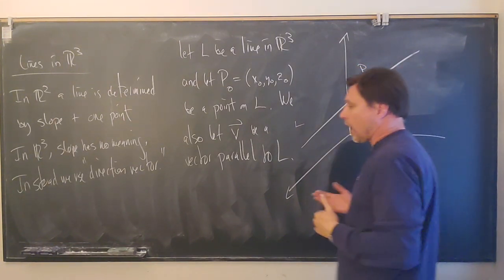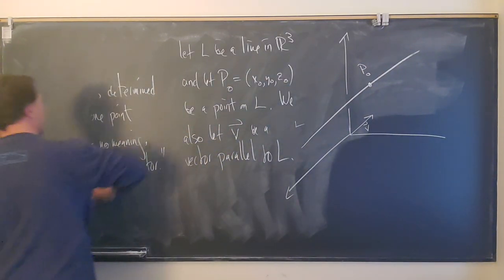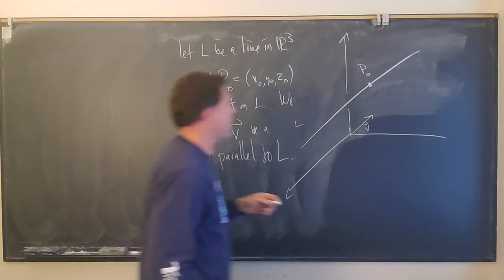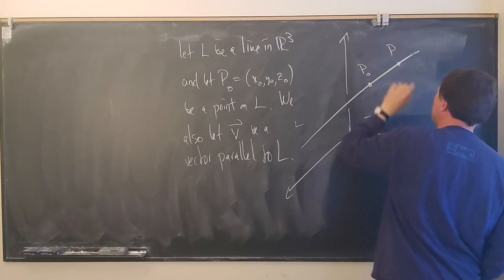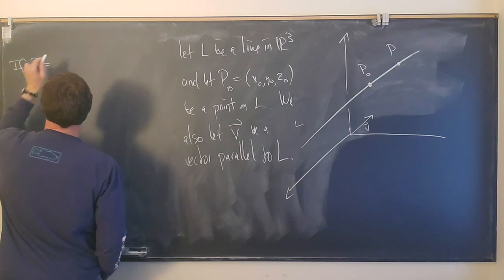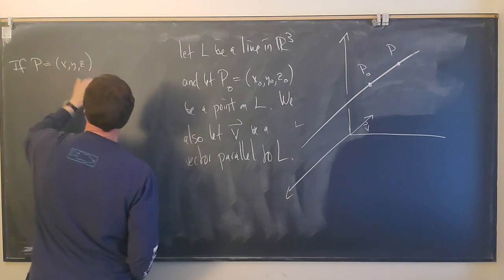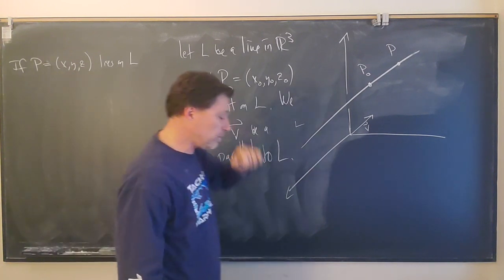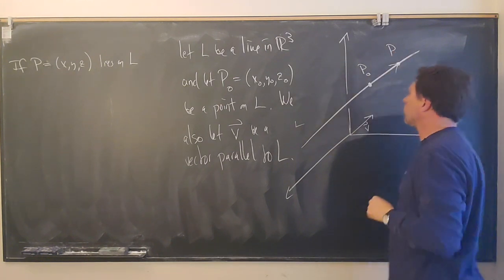Okay, now what I want is an equation or some sort of way to capture all possible points living on this line. So let's say that I have another point P on the line. If P equal to X, Y, Z lies on capital L, well then I can think of the vector that joins P0 to P.